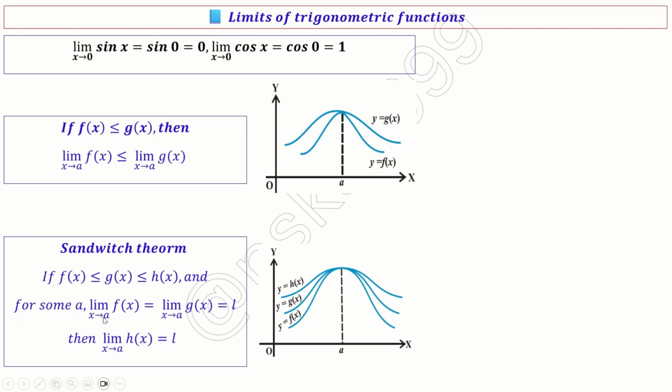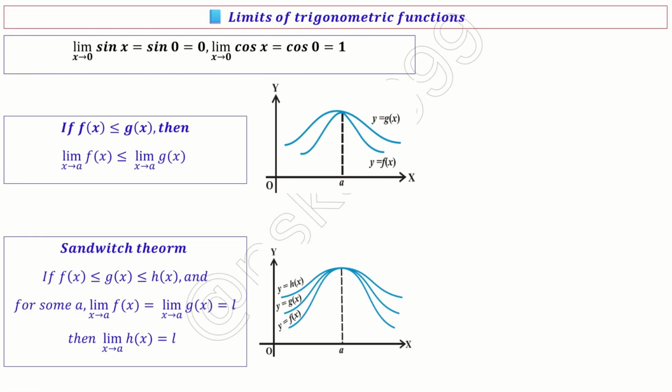For some a, limit x tends to a, f of x is equal to limit x tends to a, h of x, which is, let's say, the L value. It means limit x tends to a, g of x is also equal to L. Okay, because it is sandwiched right between these two. It has to be in between these two, so it cannot go more than that, it cannot go less than that, right? It has to be equal. That's the only option. If the first and third are equal, then the middle one has to be equal to these two. It's very simple to understand, right?